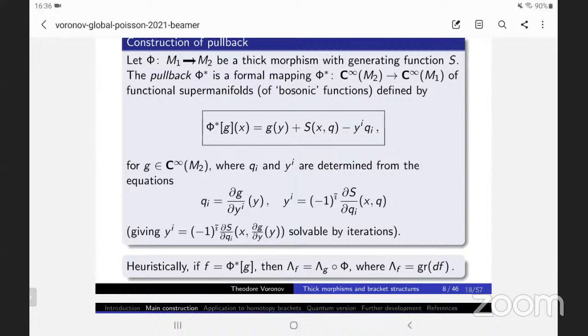But this is not exactly canonical transformations, because canonical transformations are transformations of cotangent bundles. Here we are trying to do something with functions which live on the base, on M. And also this is more general in the sense that we have two different manifolds. We're talking about a map from one manifold to another manifold. Actually, how can one get to these formulas?